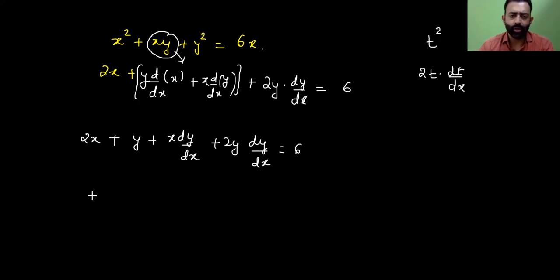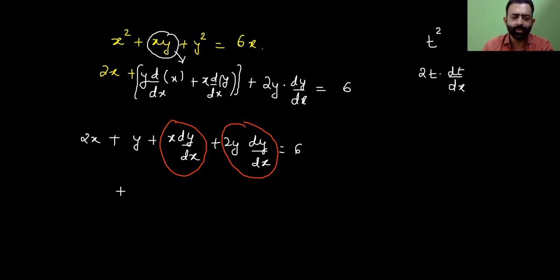Okay, now you have to find out the value of dy by dx. So just combine the terms which involve dy by dx and leave those terms in the LHS, and transfer the terms which are not involving dy by dx to the right hand side, right? So the dy by dx terms are x dy by dx and 2y dy by dx. So keep these terms in LHS, transfer these two other terms to your RHS.